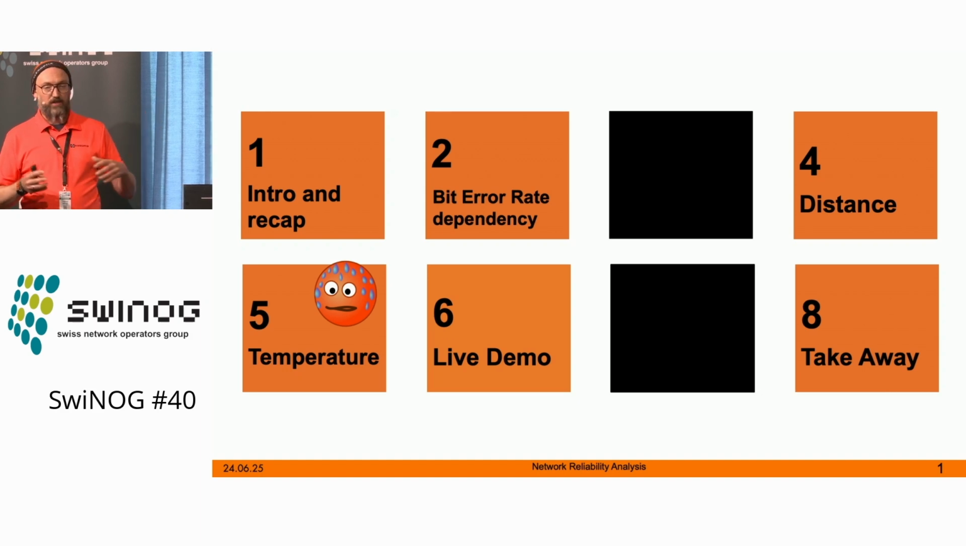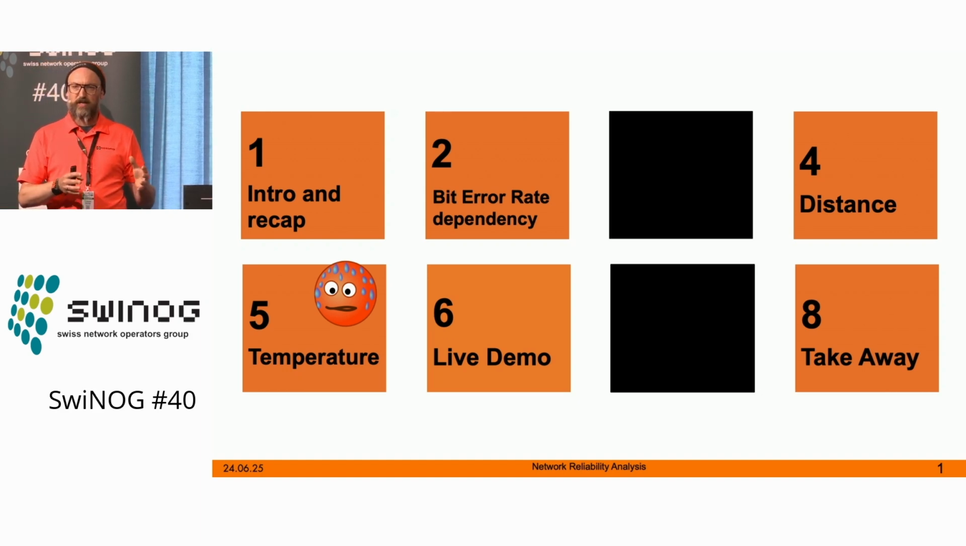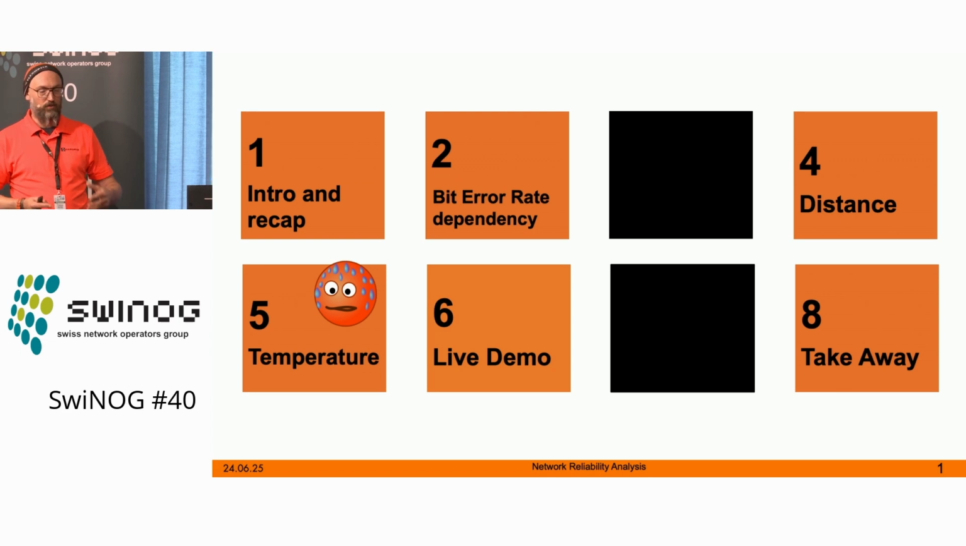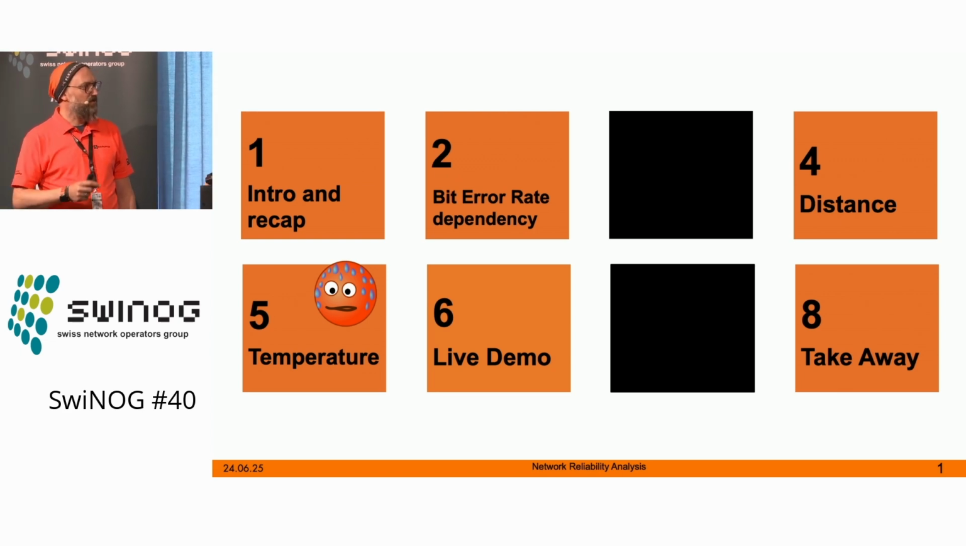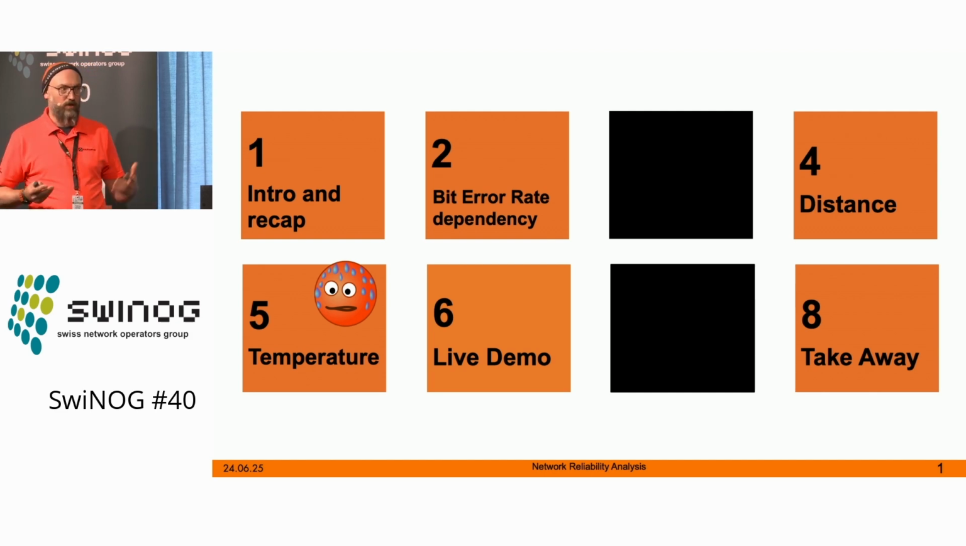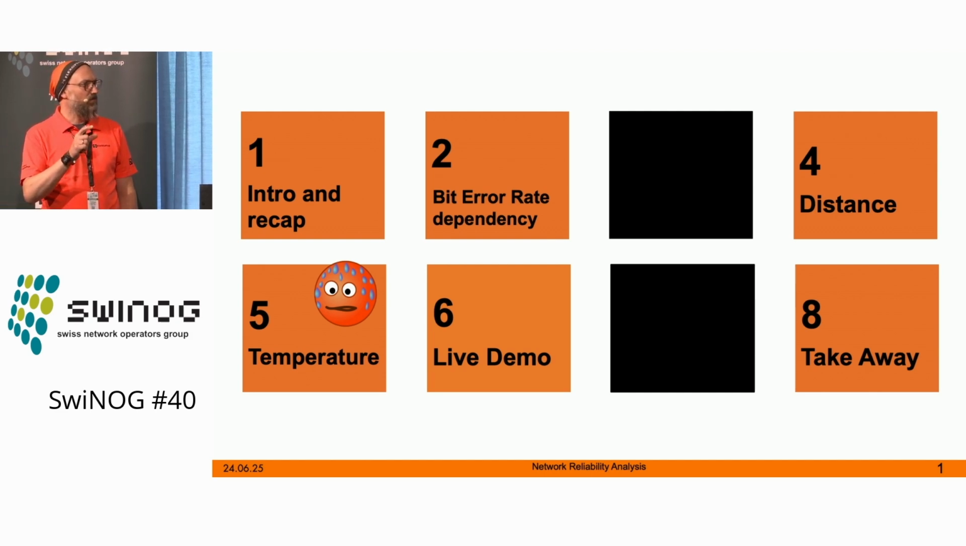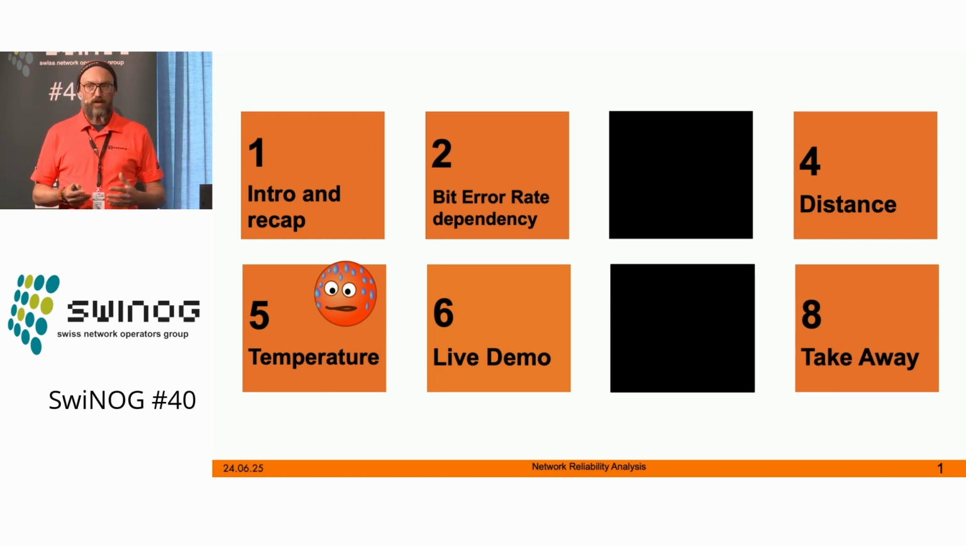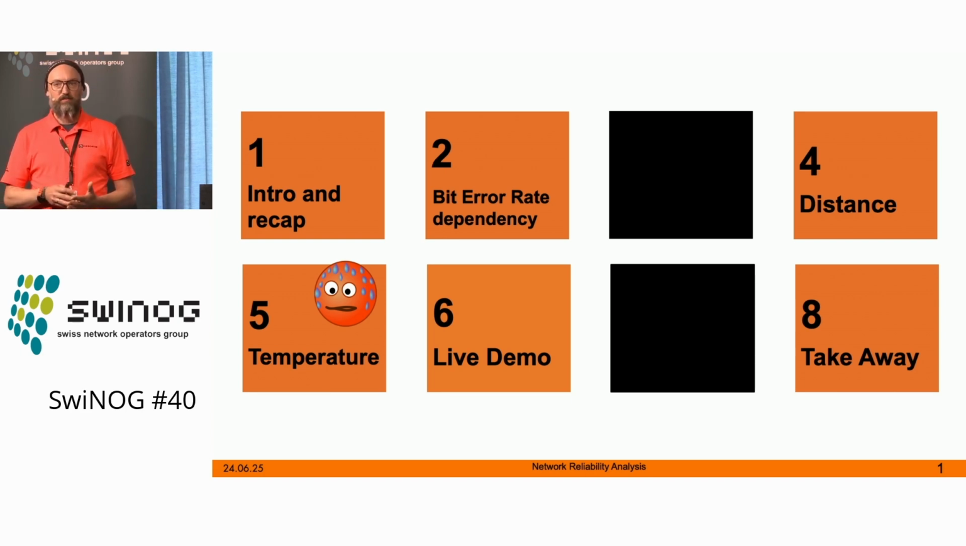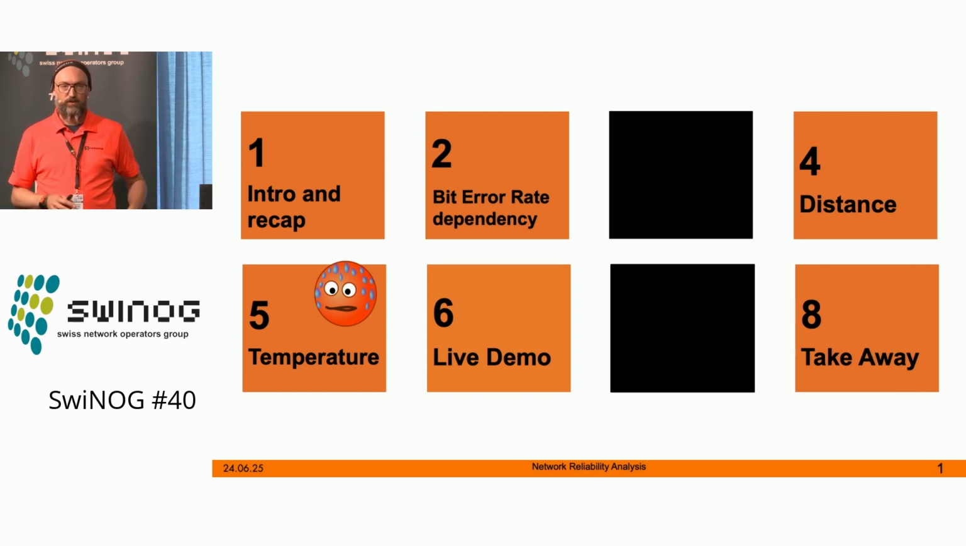The talk is separated into a couple of sections. I do a little bit of intro at the beginning and a recap to get everyone on board. Then we jump straight into the bit error rate dependency: where is it coming from? We saw in our lab effects of the distance and also of the temperature, and how they can positively or negatively influence the bit error rate. Then Gerhard performs a live demo of how we can do the testing straight out of a transceiver, just with the management interface of a transceiver without any router or switch behind it, and then some takeaways.